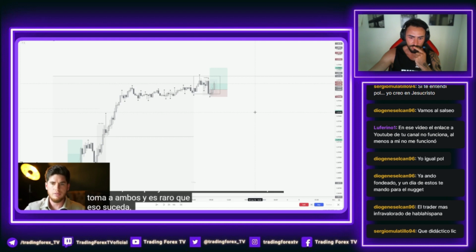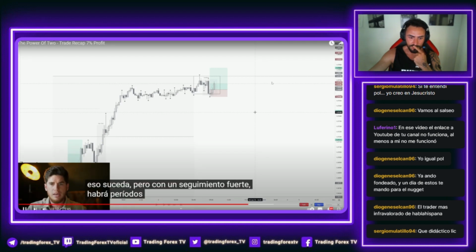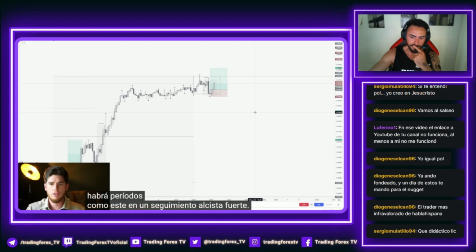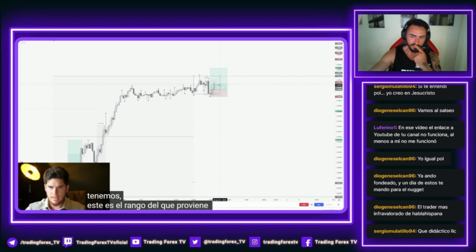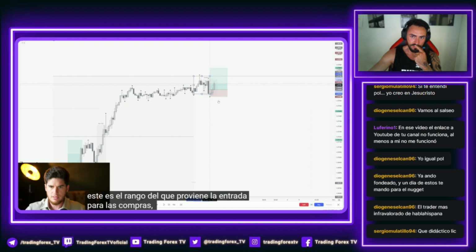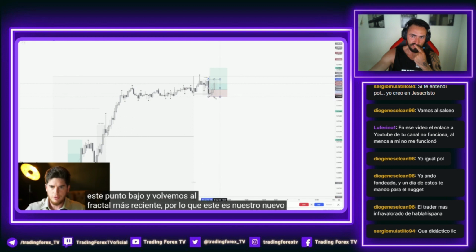It's rare that that happens, but with strong follow through, there are going to be periods like here in a bullish, strong follow through scenario in premium where you'll be looking for buys and sells. That's the only time that will happen. So let's have a look here. This is the range that the entry came from for the buys. But if I create a new range for current price, we've got this low point and we trail back to the most recent fractal. So this is our new 15-minute range.